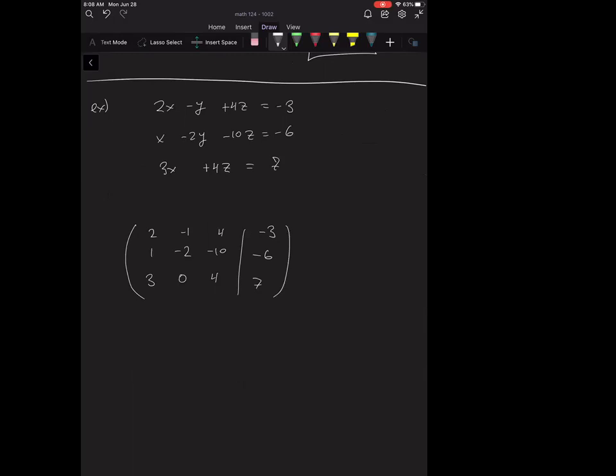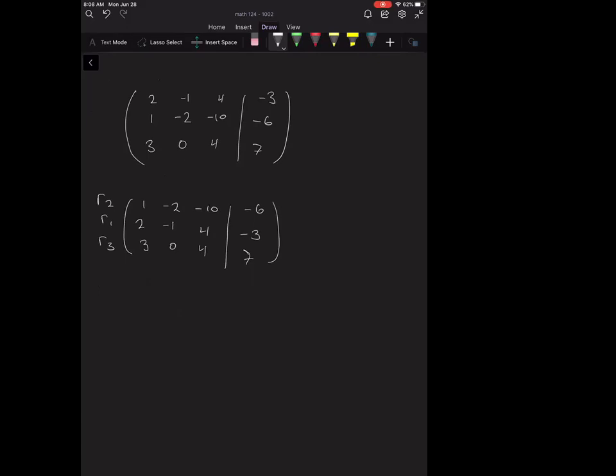So now remember the steps. Our first goal is to make the thing in the top left a 1. The easiest way to do that is to take our second row and replace it with our first row. So we put our old row 2 here, our old row 1 there, and then just rewrite row 3. So we're going to have 1, minus 2, minus 10, minus 6, then rewrite row 1: 2, minus 1, 4, minus 3, and then row 3, which is 3, 0, 4, 7.